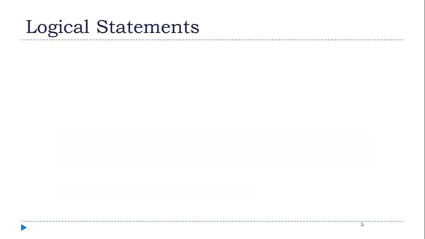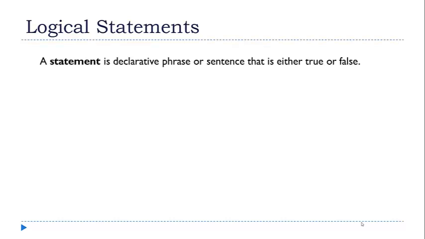This presentation is the first in a series we're going to do on mathematical or symbolic logic, which is the way mathematicians take formal logic and apply it to analyzing mathematical concepts. And to do that, we're going to start with this basic logical unit, what's called a statement. And there's a mathematical definition of a statement. It's a declarative phrase or sentence that is either true or false.